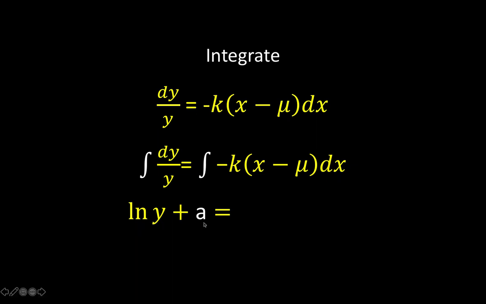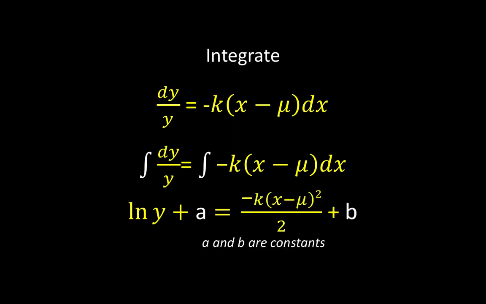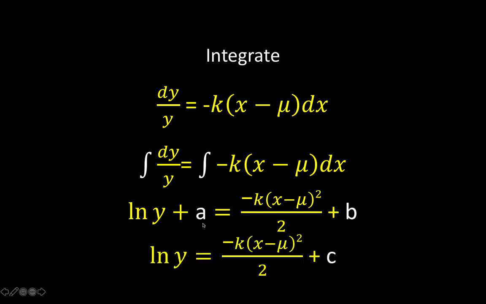which is ln y plus some constant a, and the antiderivative of the right side, which is equal to the constant times the antiderivative of the quantity x minus mu, which we can compute by applying the power rule of integration. And so we arrive at this expression at the right plus some constant b. Now, if we subtract both sides by a, since a and b are constants, the result is just another constant. And let's call that difference between b and a as a constant c. So our general form now is ln(y) is equal to negative k times the quantity x minus mu squared over 2 plus some constant.